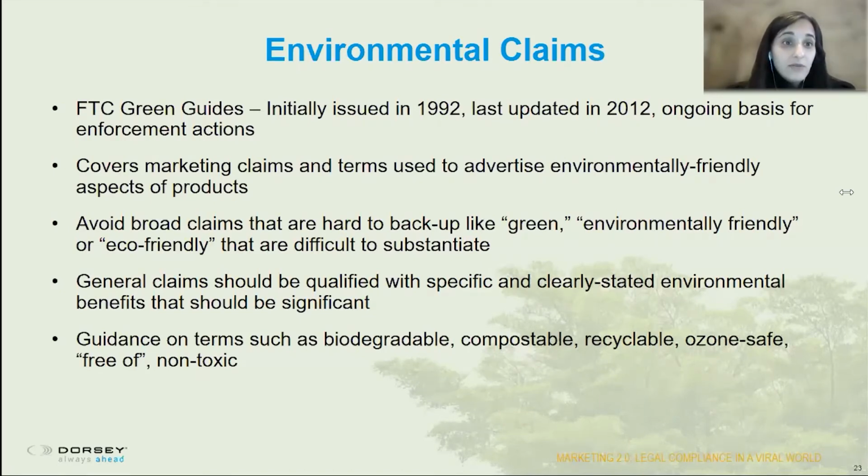This is an enforcement priority for the Federal Trade Commission and has been and will continue to be. And so they are really focused on this. And so it's a high risk area. The green guides talk about biodegradability, compostable claims, recyclable claims, ozone safe claims, free of, non-toxic claims. They give you all these great examples. And so it's a really good resource and it's readable. It's not something that's written in a manner that you have to be an expert to read. So I really do recommend it if your team is making these types of claims or considering these types of claims.